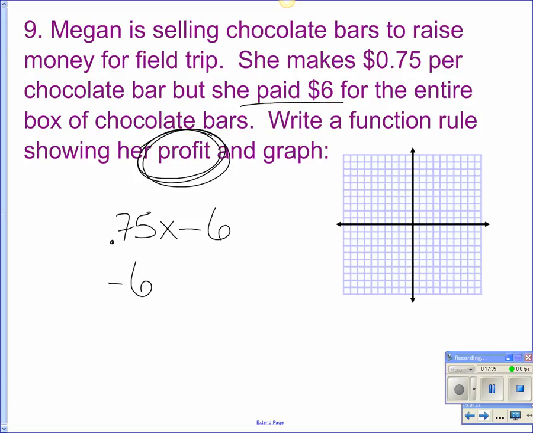You could have -6 plus 0.75x, but 6 has to be negative because that's taking away from her profit. But hold on, we're not there yet. Her profit is the money she makes. She's not making $6. She's losing 6 because she has to pay for that. My starting value, Monica, which one of those is my starting value? -6, so I have to go down 6. 1, 2, 3, 4, 5, 6. Got to go down 6.